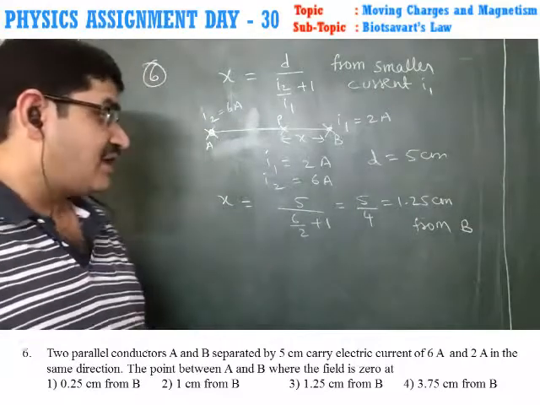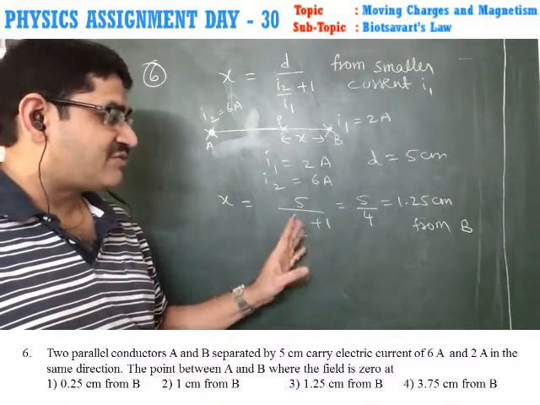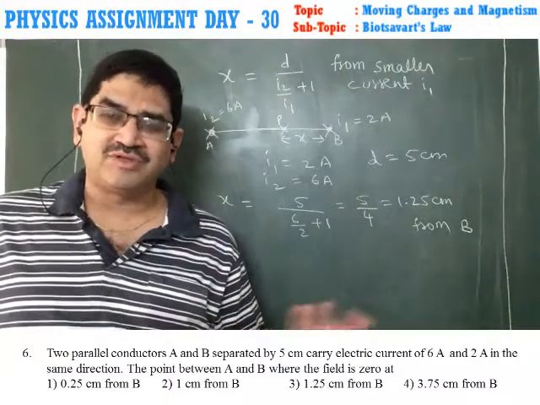So obviously, x is equal to, using the formula directly, 5 by (6 by 2 plus 1), 5 by (3 plus 1), 5 by 4, 1.25 centimeters from B. So easily you can do that.